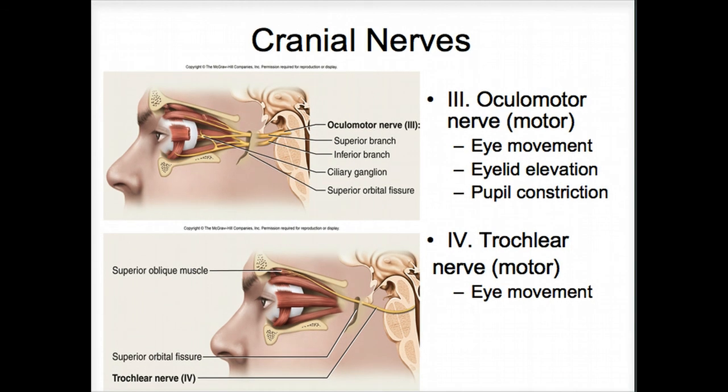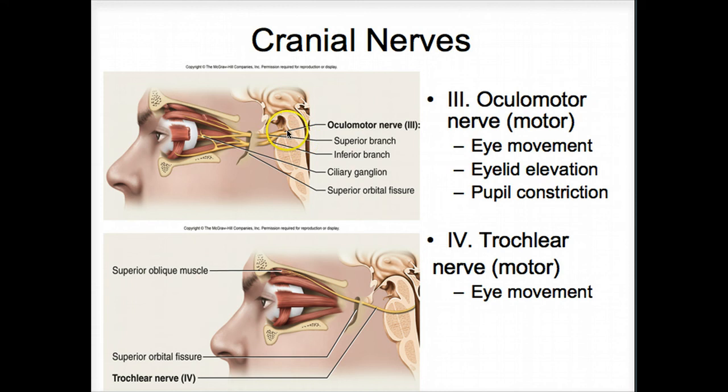All right, and we have the number three, oculomotor nerve. This is primarily a motor nerve. It involves movement of the eye. So if you move your eyes up and down, and actually moving your eyes towards your nose, that's involved with the oculomotor nerve. Eyelid elevation, so opening the eyelid, okay, and pupil constriction, narrowing the pupil of the eye.